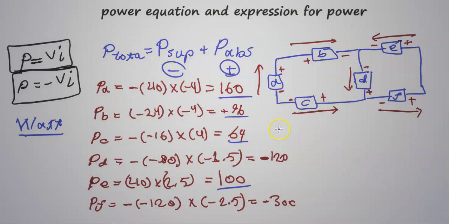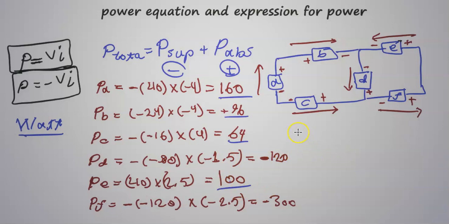Now let's find the total power absorbed or supplied by the circuit. If we get a negative value, the circuit supplies power. If we get a positive value, the circuit absorbs power. It depends on what the question is asking. If it asks for the total supplied, you need to calculate only the negative values, like 120 and 300. If the question asks for the total absorbed power, you need to add all the positive values. But in this case, I'm looking for the total power, so I simply add all these values.